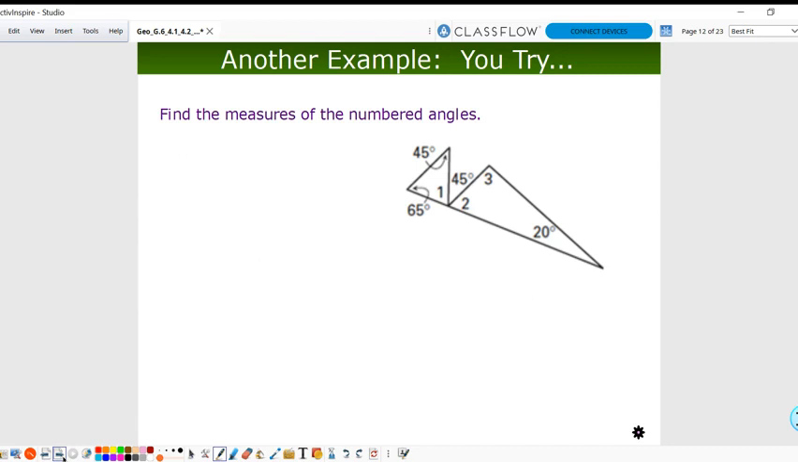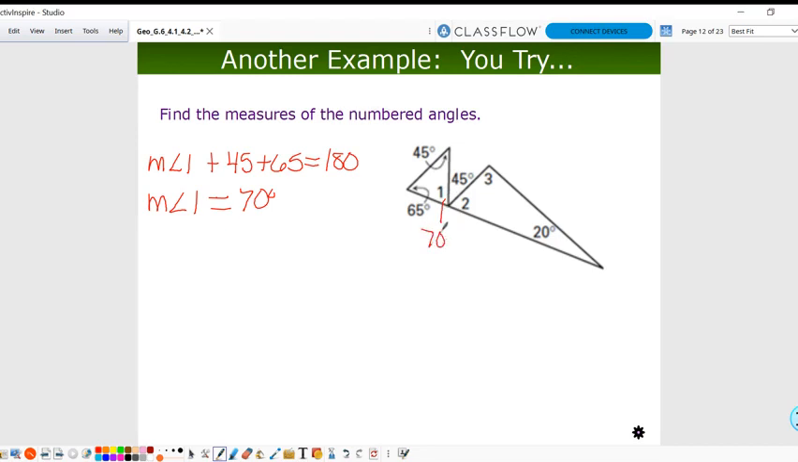I'm going to start off with my little triangle here. I know the sum of all the angles within a triangle have to add up to 180. So I'm going to say the measure of angle 1 plus 45 plus 65 will equal 180. So as I go ahead and subtract 65 and 45 from 180, I'll get the measure of angle 1 to be 70 degrees. So that's going in here.